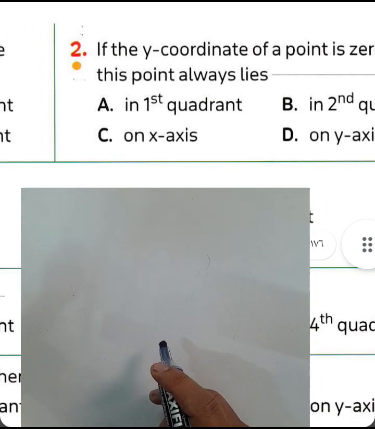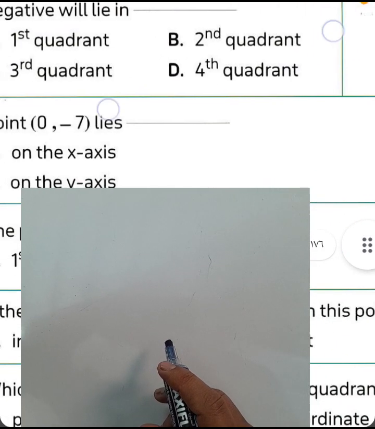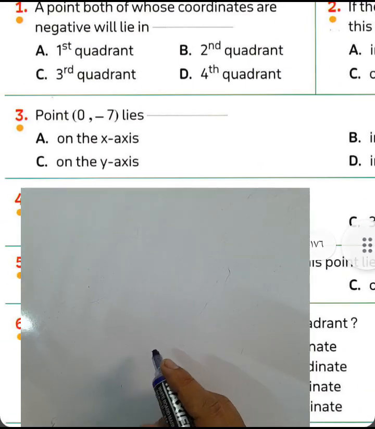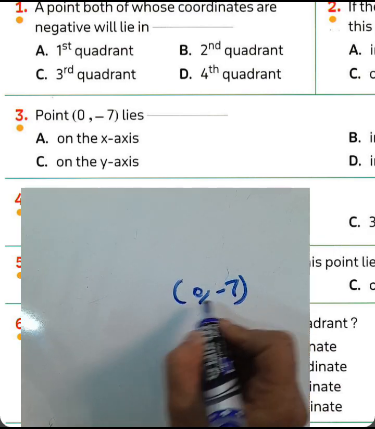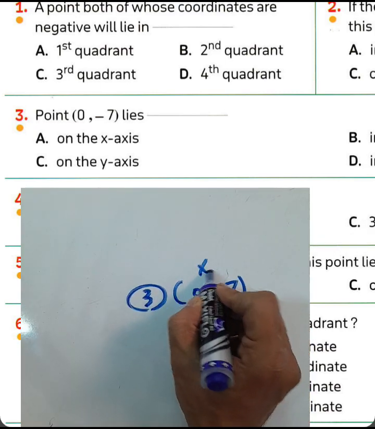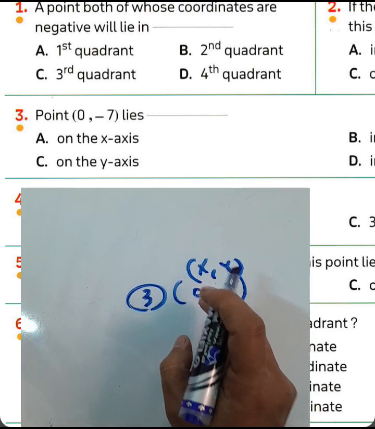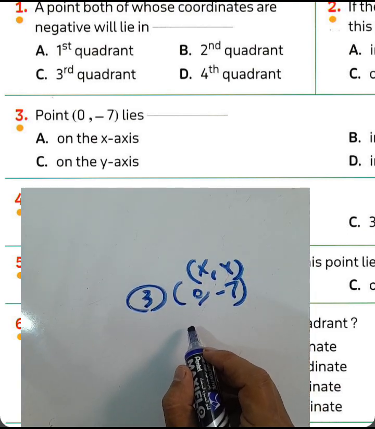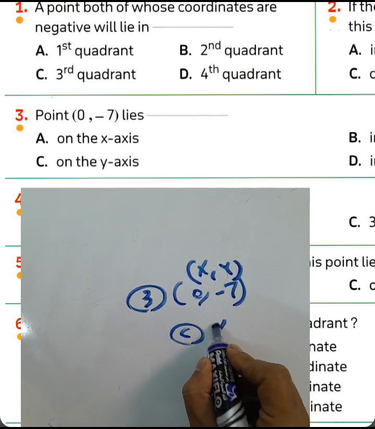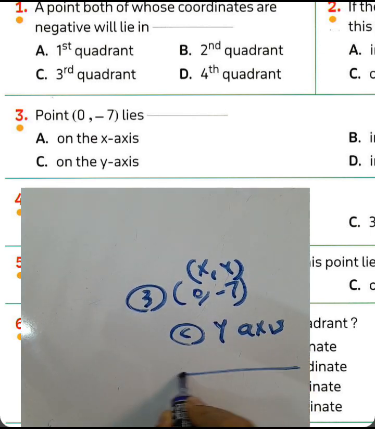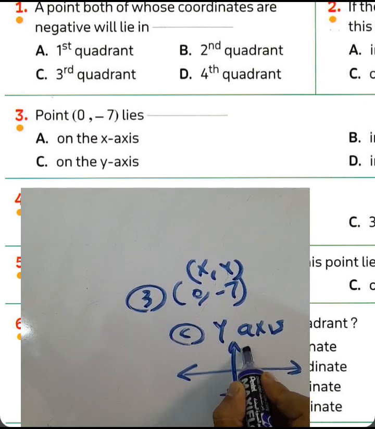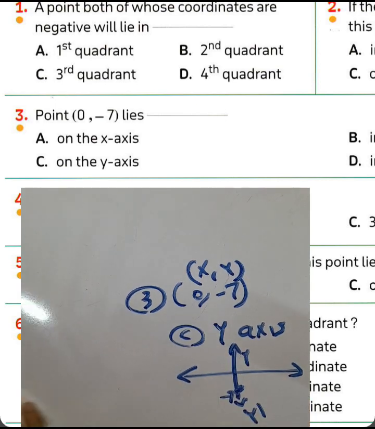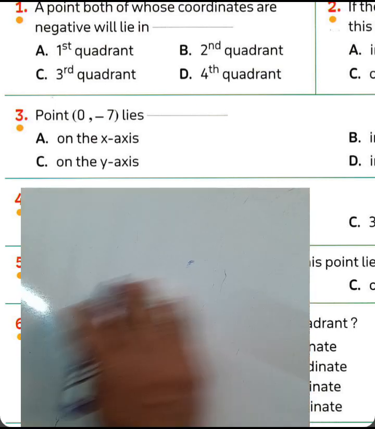Question number 3. The point 0 and negative 7 lies where? We have x and y as the order. If x equals 0, then this point lies on the y-axis. Choose letter C. Here 0 and negative 7 lies on the y-axis. We call it the y-axis. Choose letter C.